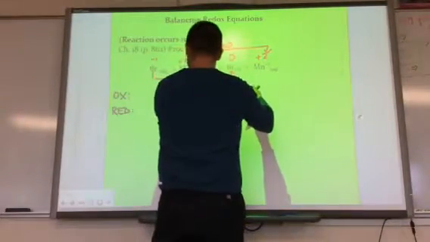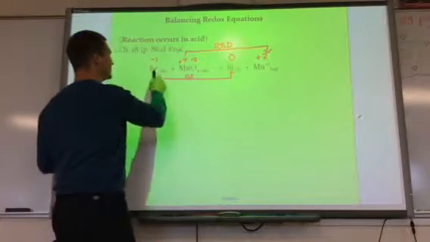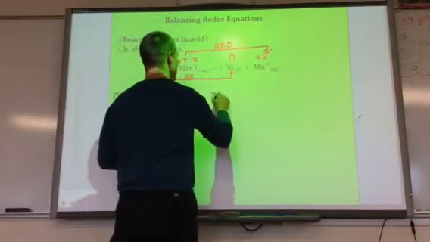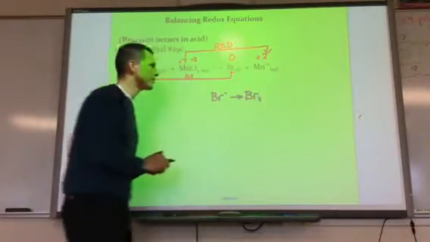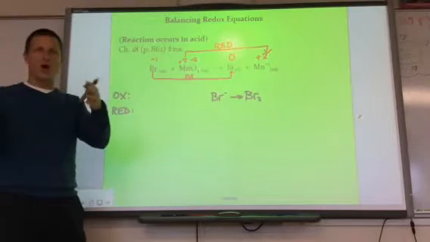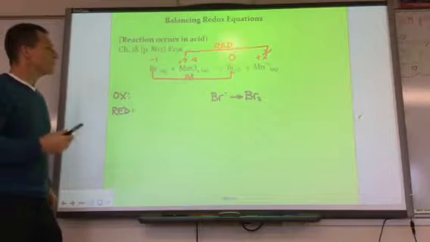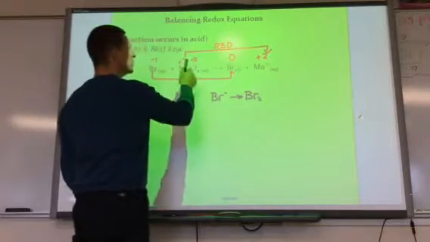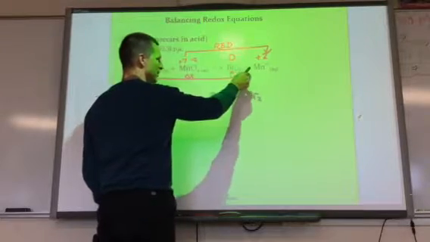So in the middle of your paper, the oxidation half reaction is going to be the thing that oxidizes, which is the Br negative changing to Br2. That would be the oxidation half reaction. So remember, there's always oxidation and reduction. There's never just one and not the other. So there's our oxidation half reaction. The reduction half reaction is the manganese changing from positive 7 down to positive 2.